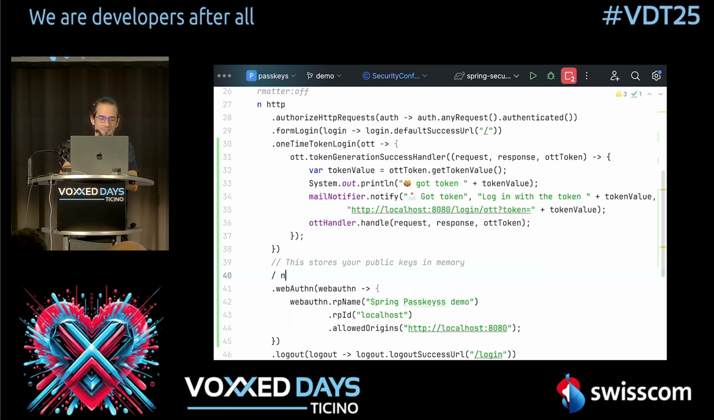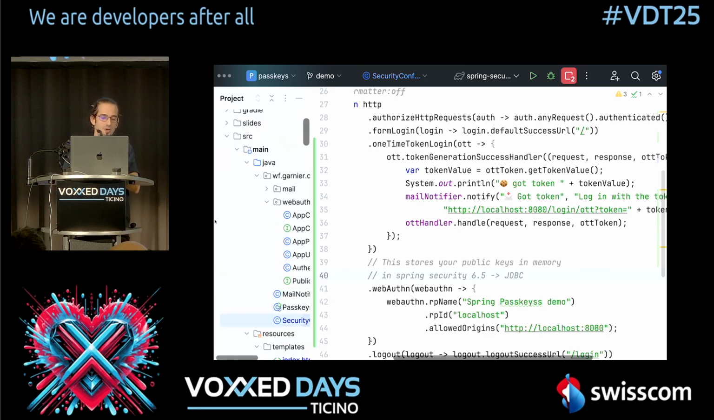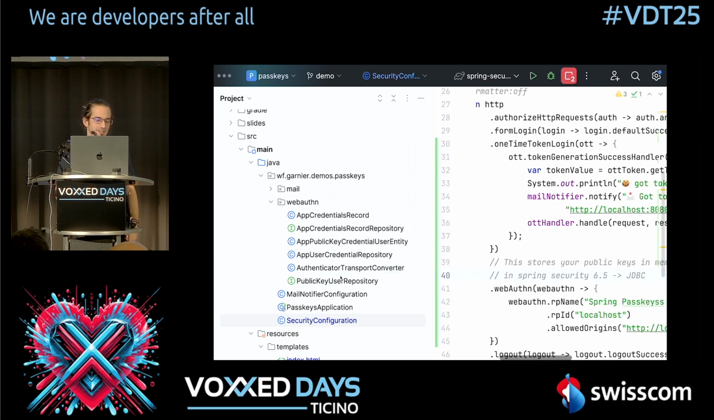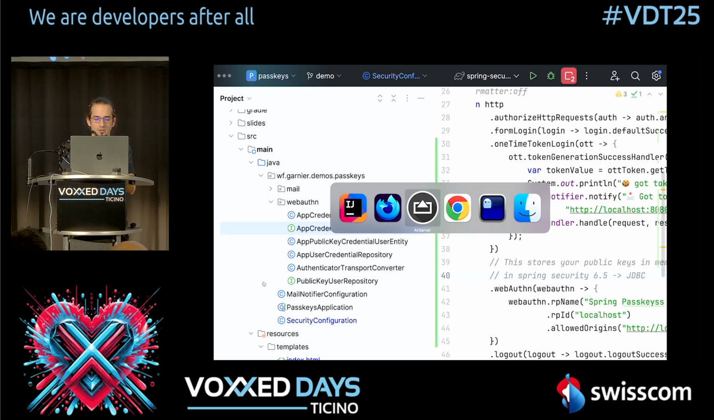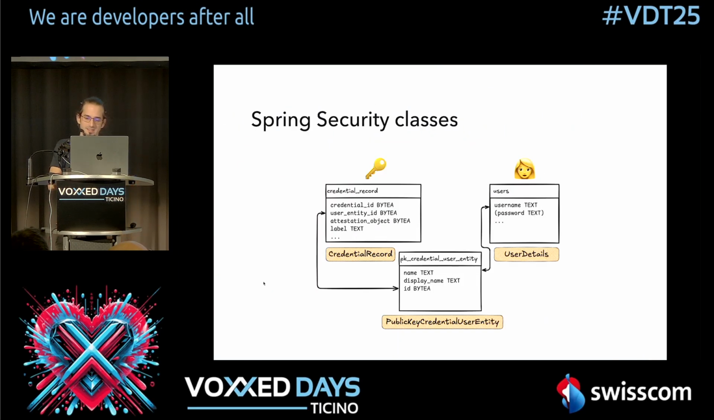So in Spring Security 6.5, in May, we will have JDBC support. We will give you the abstractions to store your passkeys in a database. For now, you need to do that yourself. If you're using the bleeding edge, our first implementation, you need to add a few classes. I already have them, so I cheat. You have two repositories and a bunch of records that you put in those repositories. So those classes are the following.